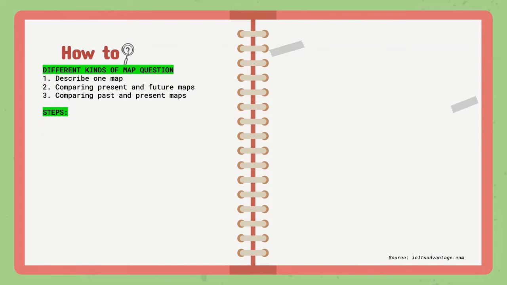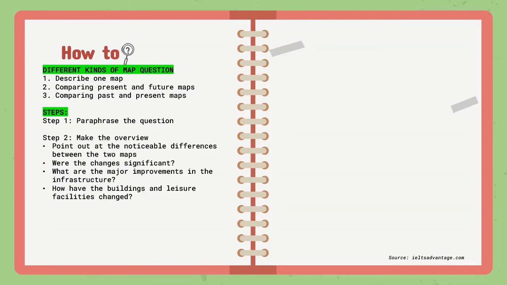The steps are the same: paraphrase, overview, and details. But this time, the guiding questions are different. You can use the guidance to assist you in writing the overview. They are: point out the noticeable differences between the 2 maps. Were the changes significant? What are the major improvements in the infrastructure? How have the buildings and leisure facilities changed?